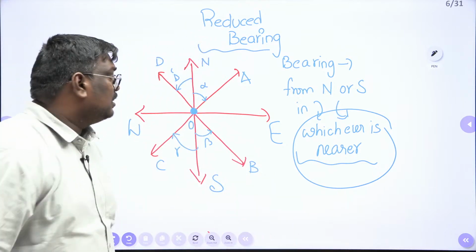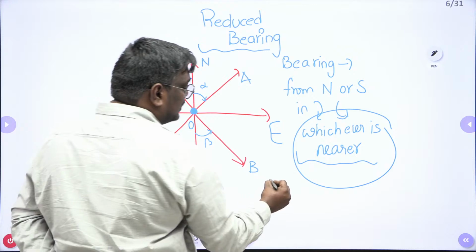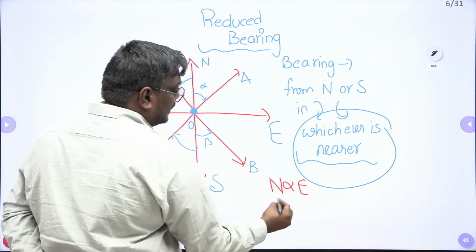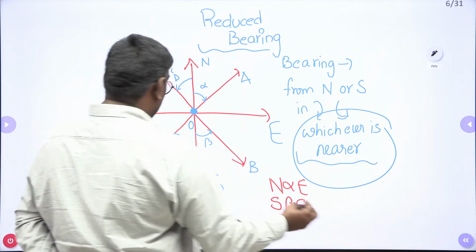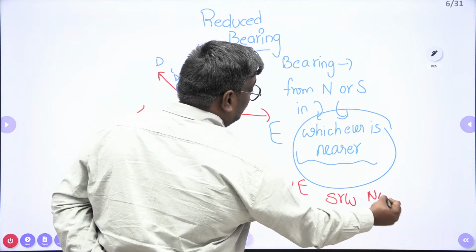Now see, what I would like to tell you here is, here alpha you can write as north alpha east. You can also write south beta east. You can also write south gamma west, and you can also write north delta west.